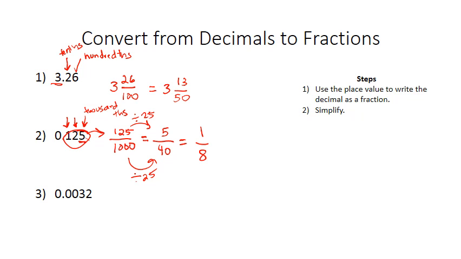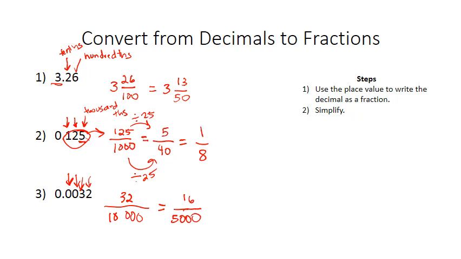Okay, again, I'm going to look at my place values. So this is my tenths, hundredths, thousandths, 10,000ths. So that means I have 32 10,000ths. Then I need to simplify this. I know they're both divisible by 2. 32 divided by 2 is 16, and 10,000 divided by 2 will be 5,000.